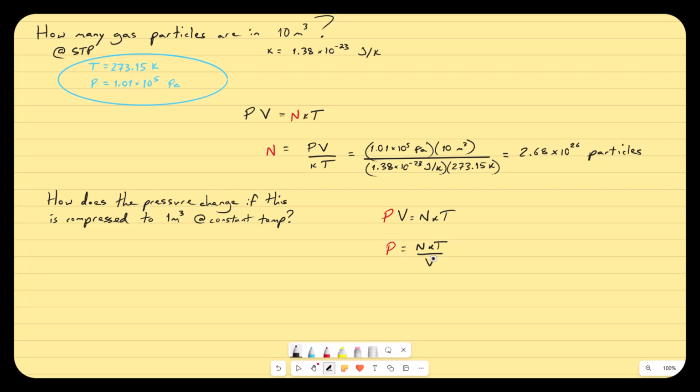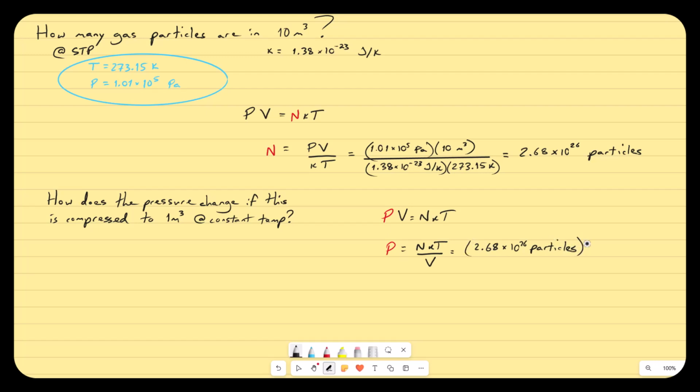So I'm going to get NkT over V. Now I know, looking at it mathematically, that if nothing else changes and I decrease my volume by a factor of 10, I'm going to increase my pressure by a factor of 10, but I do want to go through the motions. So let's punch these numbers in and see how they work out.